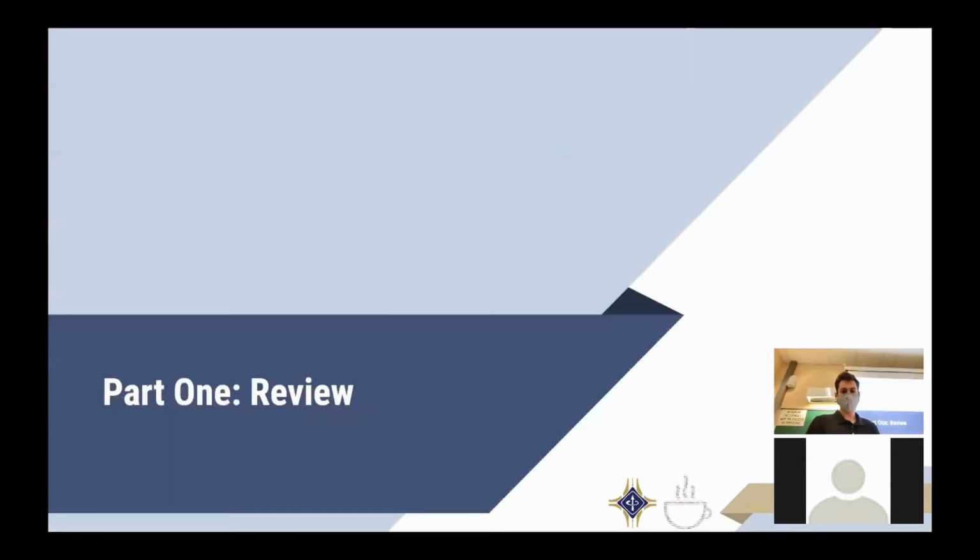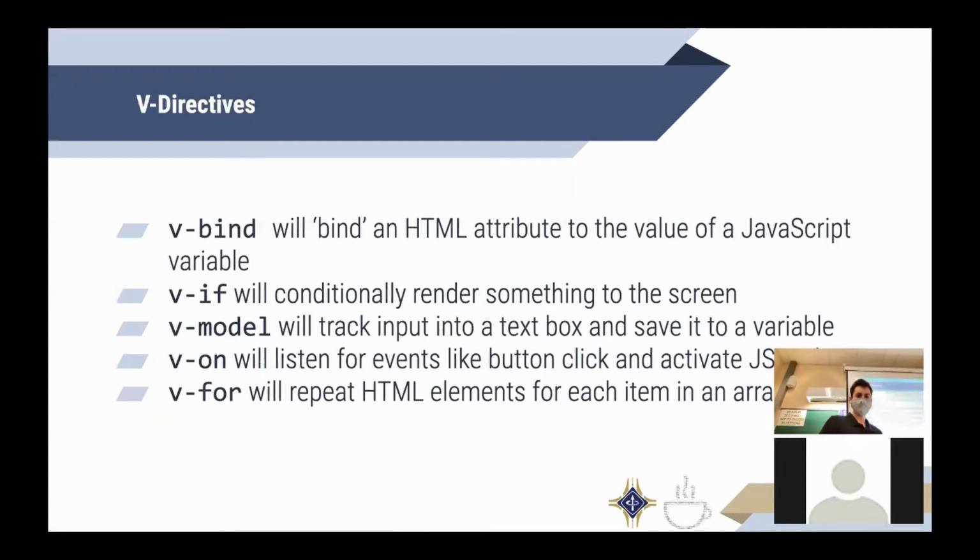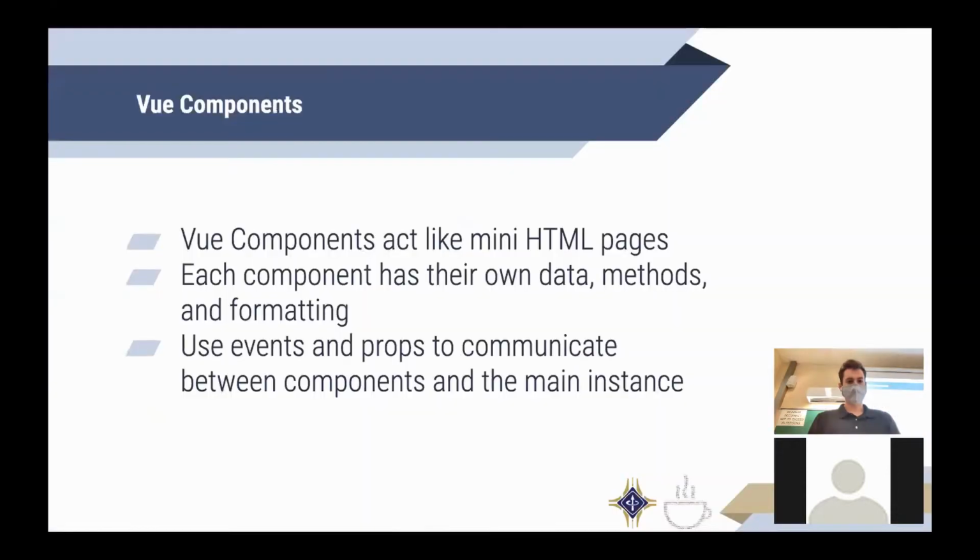All right, so I kind of already reviewed the V directives, and Vue is very useful to prevent repeated code. Here are the 5 V directives we're using. I think there are actually a few more. I looked in the documentation. Most of them have very unique use cases, but these are the main 5. And so we use events and props to communicate between components in the main instance.